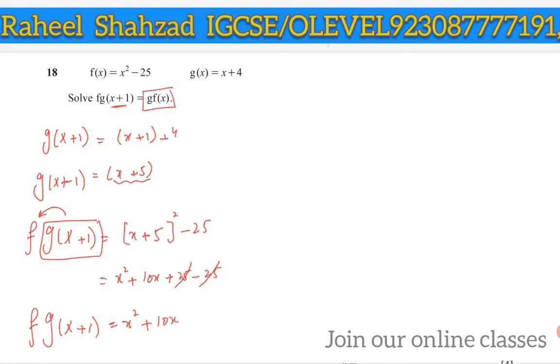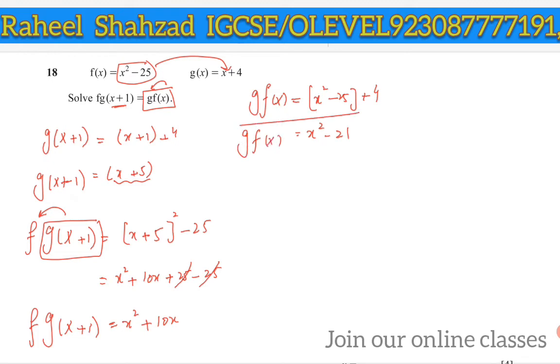Second, we need g of f of x. So we are going to put f of x in g. So that is g of f of x is equal to x plus 4. So you have x square minus 25. This is x square minus 21. This is g of f of x.